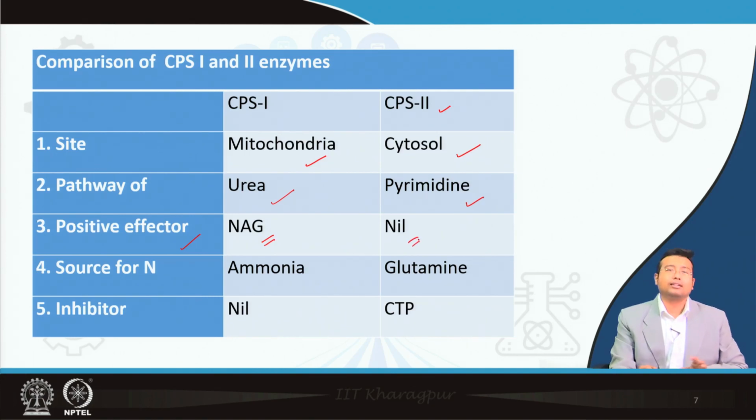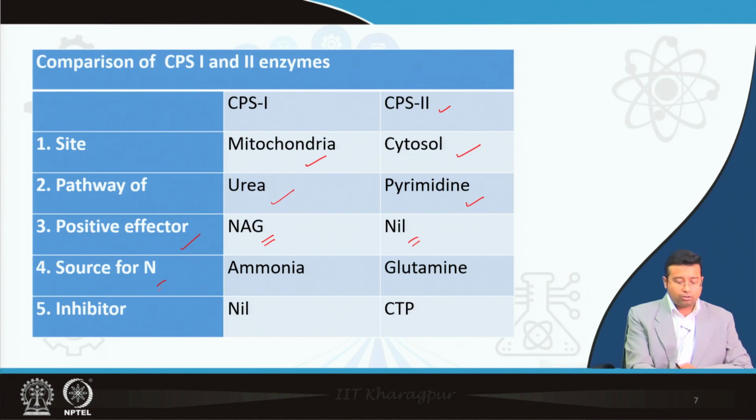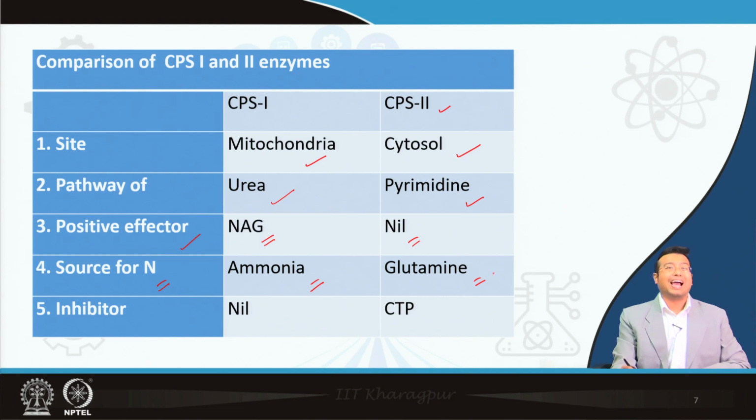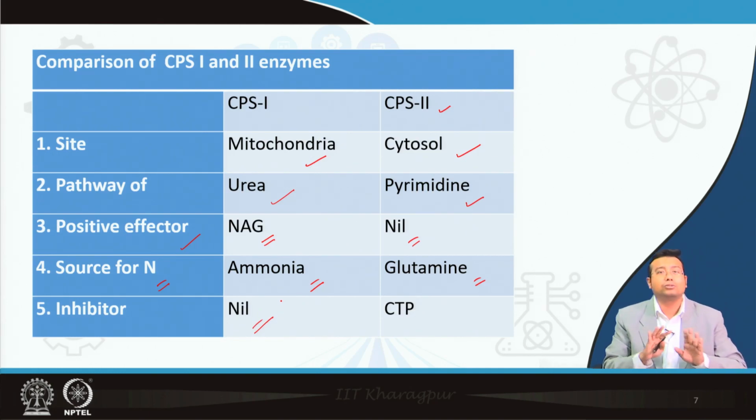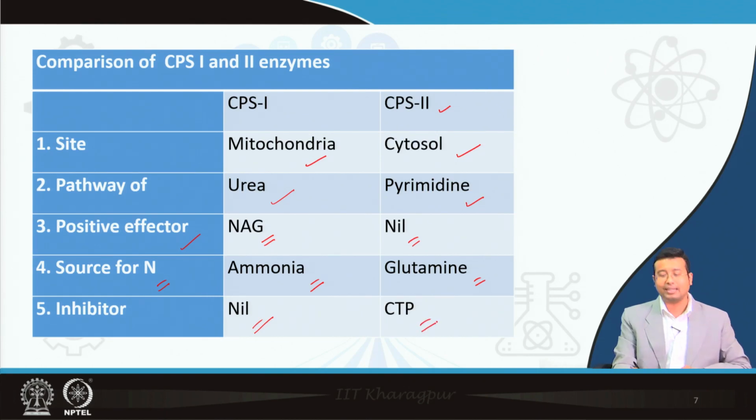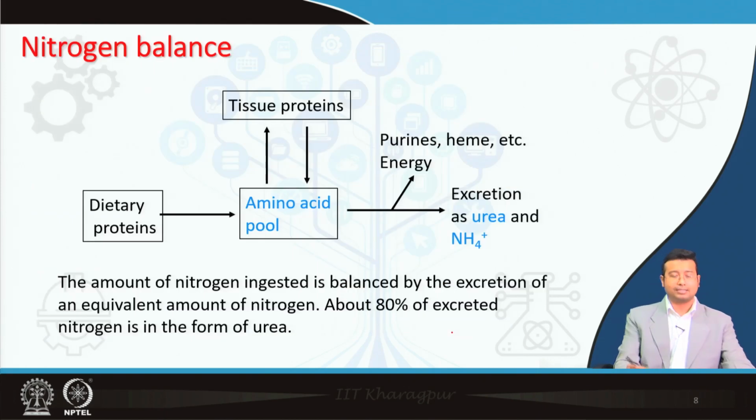Next, there is no known effector of CPS2. What is the source of nitrogen for CPS1? It is ammonia, and for CPS2 it is glutamine. Is there any inhibitor of CPS1? There is no known inhibitor. So, if we have an activator, it will increase more, and if we do not have the effector, it will still go on. Nobody is there to stop the urea cycle. Why? Because it is very important. If the urea cycle stops, there will be many problems in our body, which is the discussion of today's topic. CTP is the inhibitor of carbamyl phosphate synthetase 2.